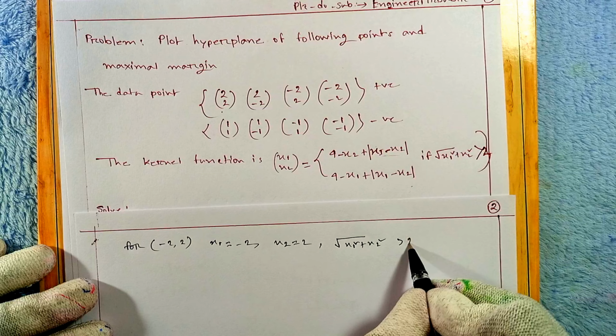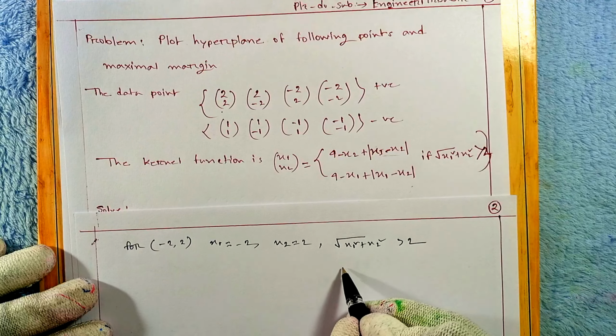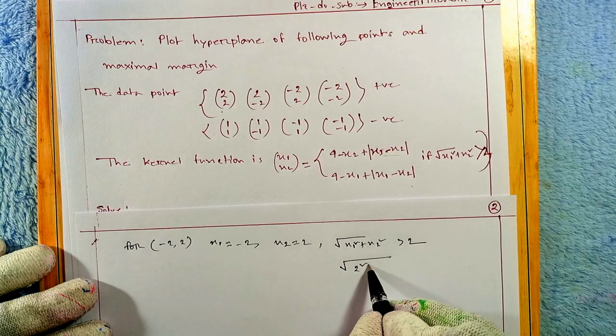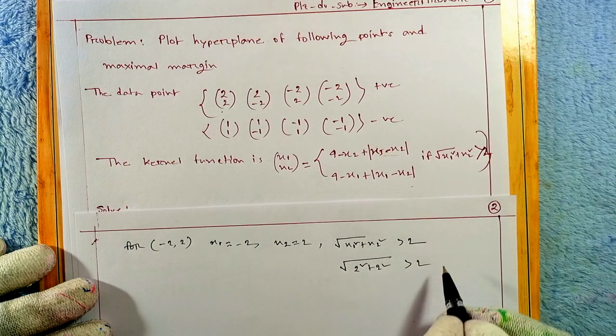For (-2, 2), here x1 will be -2 and x2 will be 2. Let's check whether this condition is satisfied or not. It is root over x1 square plus x2 square greater than or equal to 2. So it is root over 2 square plus 2 square, so it is root 8, which is greater than 2. So this condition is satisfied. Now we have to find the value for this function and this equation.